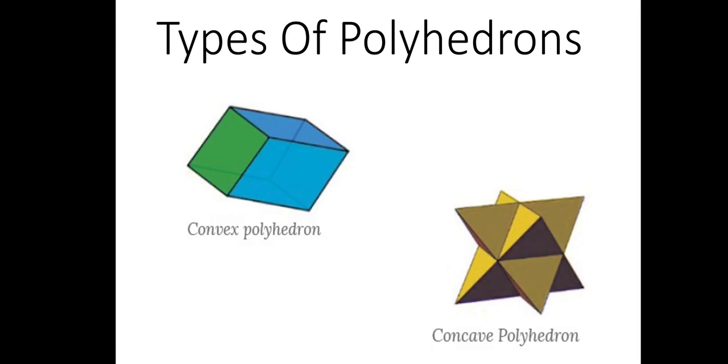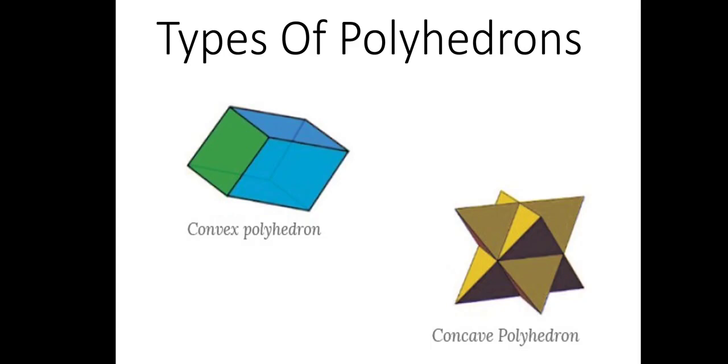You can see from the first example, that is a convex polyhedron. It should be made up of convex polygon. And what do you mean by convex polygon? A polygon in which each interior angle is less than 180 degree, and in this first figure all the interior angles are less than 180 degree, so it is a convex polyhedron.